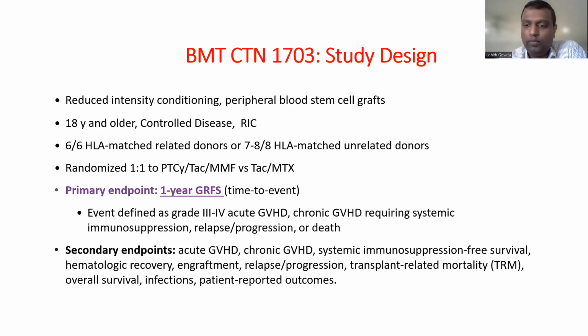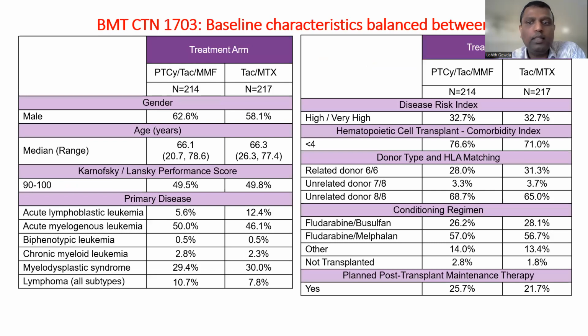The primary endpoint of the study was 1-year GRFS, as has been defined here, being defined as grade 3 to 4 acute GVHD, chronic GVHD requiring systemic immunosuppression, relapse, progression, or death. And there were a few traditional transplant-pertinent secondary endpoints chosen. Here's just a summary of what happened. There were slightly more men. The median age here was about 66. Almost half of the people had a performance score less than 90.